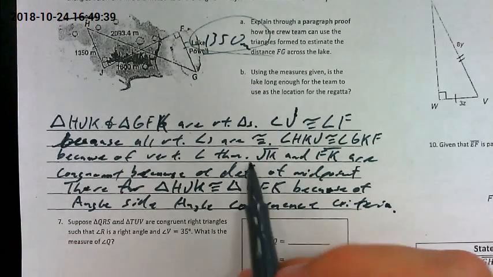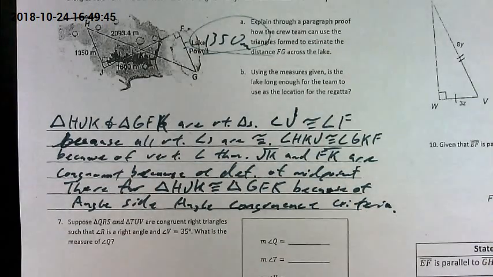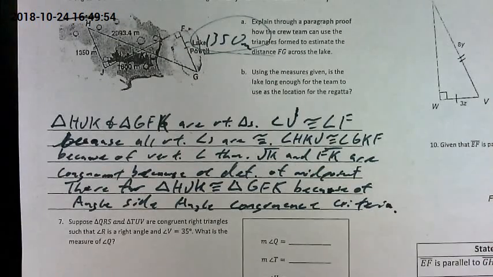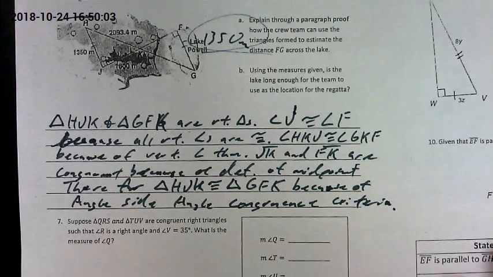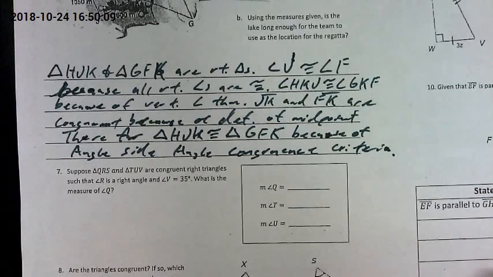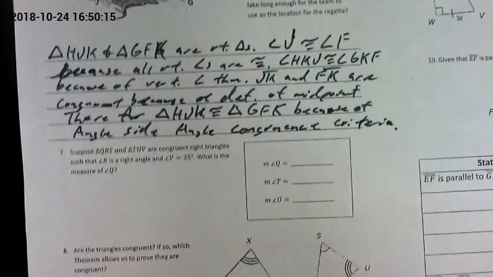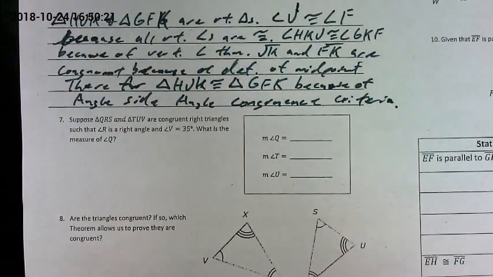I said JK and FK are congruent because of definition of midpoint. Now, I didn't have a lot of room there to write. I abbreviated as much as I could to get this to fit in. I may have even skipped one or two steps, because if I wanted to do this really accurately, it'd be much longer than this. Again, if it was a true paragraph proof, we should actually include more information than what I just did. I kind of shorthanded this because there's not enough space. If I was actually testing on paragraph proofs, no, but on here, that's fine.